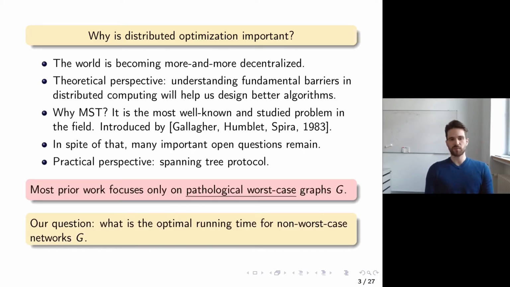Now, most of the prior work in this distributed minimum spanning tree area focuses purely on the pathological worst-case graphs. So basically this means there is this one worst-case graph for which you can't really do well, and because of this, nobody really tries to do better on other graphs. However, I don't think this is a particularly helpful answer, and one can give a better one. I would like to know what is the optimal runtime of the distributed minimum spanning tree and other distributed optimization problems for non-worst-case networks G. So this is going to be our guiding question.